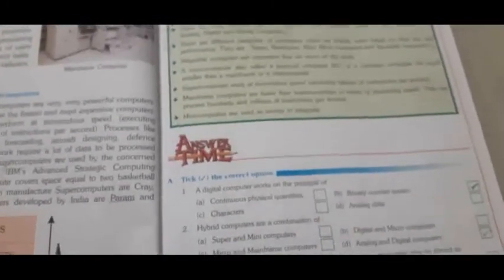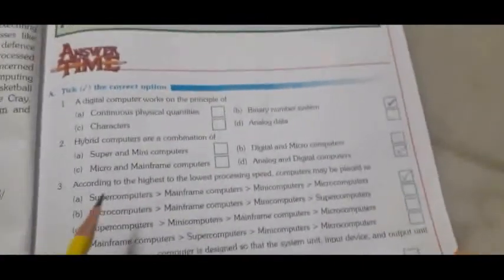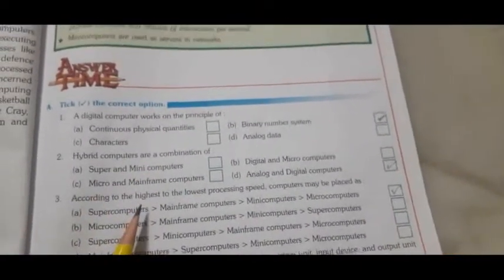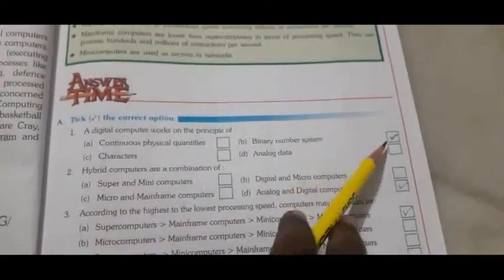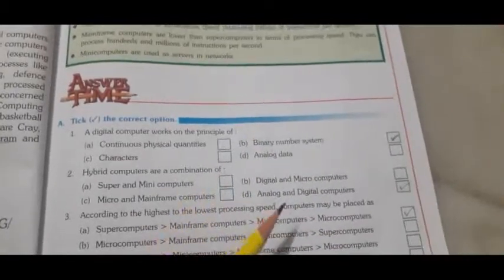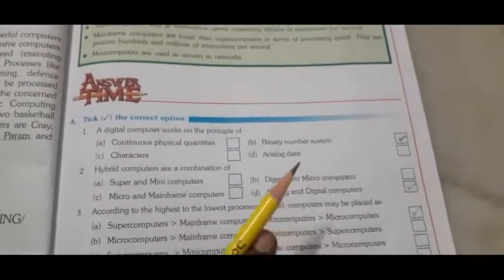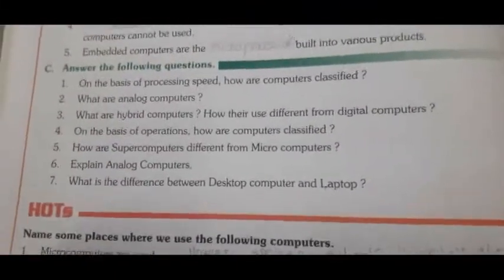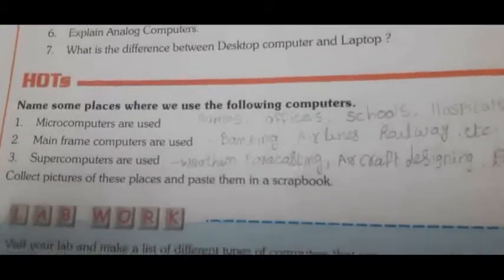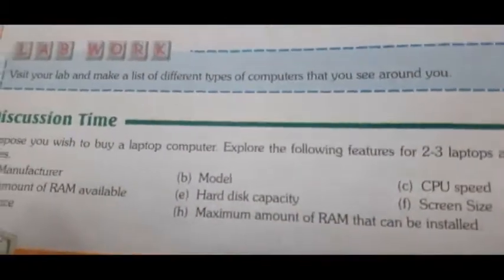So how do you have to write now, children? First you put the lesson heading, types of computers. After that you write multiple choice questions and answers. You should write all the options also in your notes and tick the correct one. Like that only you should write. After that you write fill in the blanks. After that you write question and answers. After that you write HOTS. After that you write discussion time.